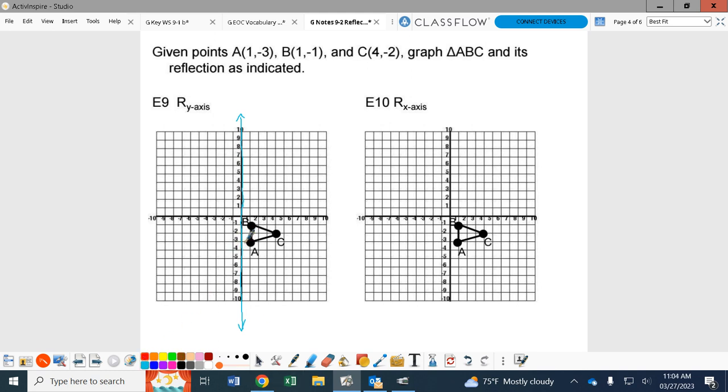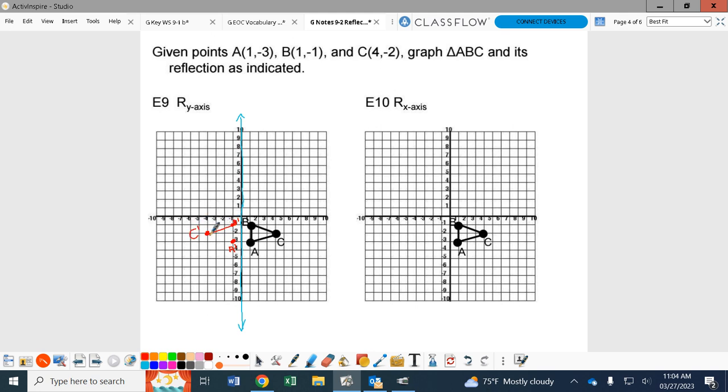Okay, A is 1 block away on this side, so I'm going to go 1 block over here, and I'm going to put a point there. I'm going to call it A prime. How far away is the B? 1, so I'm going to go 1 over here, and I'm going to write B prime. The C is going to be how many blocks away? Is it 4? So I got to go 1, 2, 3, 4. And that's going to be C prime.